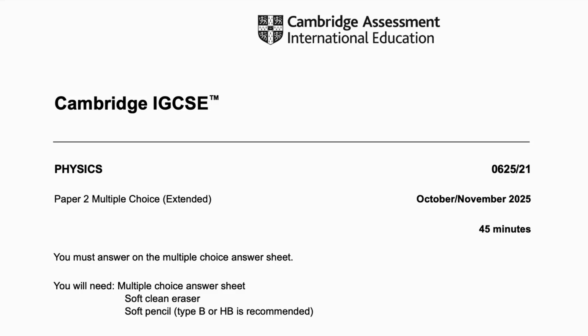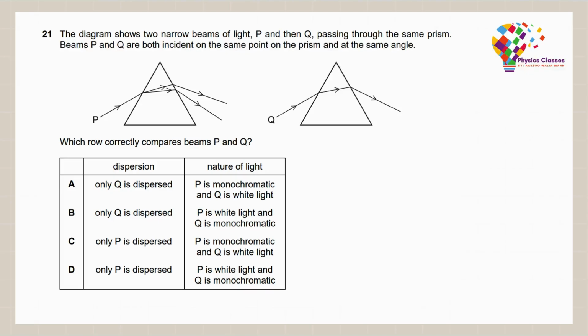The diagram shows two beams of light P and Q passing through the same prism. Beams P and Q are both incident on the same point on the prism and at the same angle. Which row correctly compares beam P and Q?